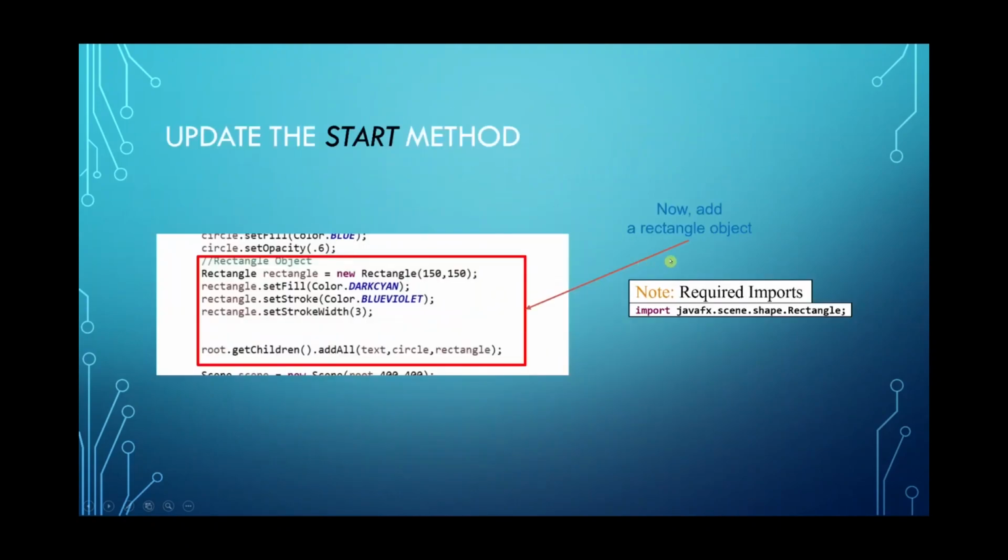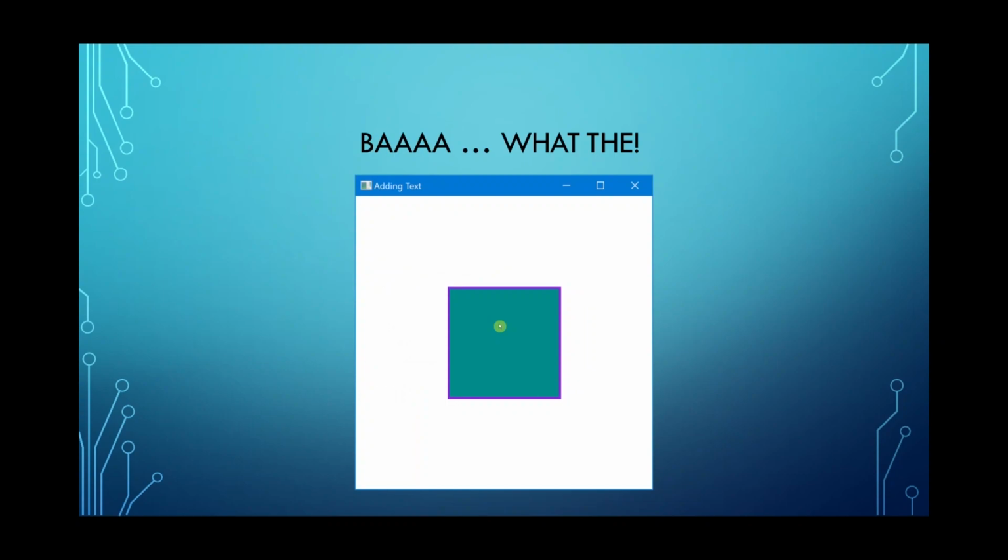Here it is. So now you go yourself, add rectangle, set the fill for the rectangle, set the stroke, what kind of borders you want, and what is the stroke width, the border's width, and add it to the root. You do it, and here it is. Wait a second, where is our circle? Where is our text?